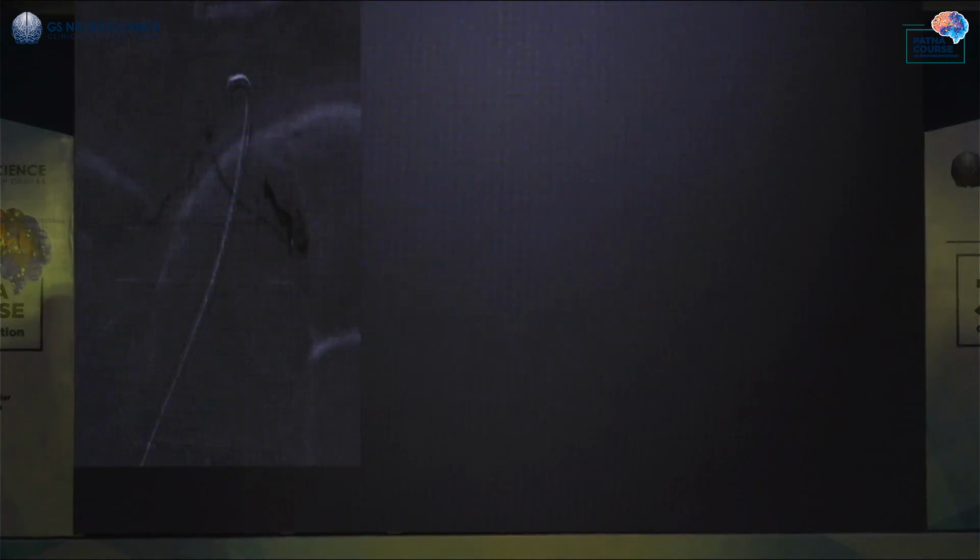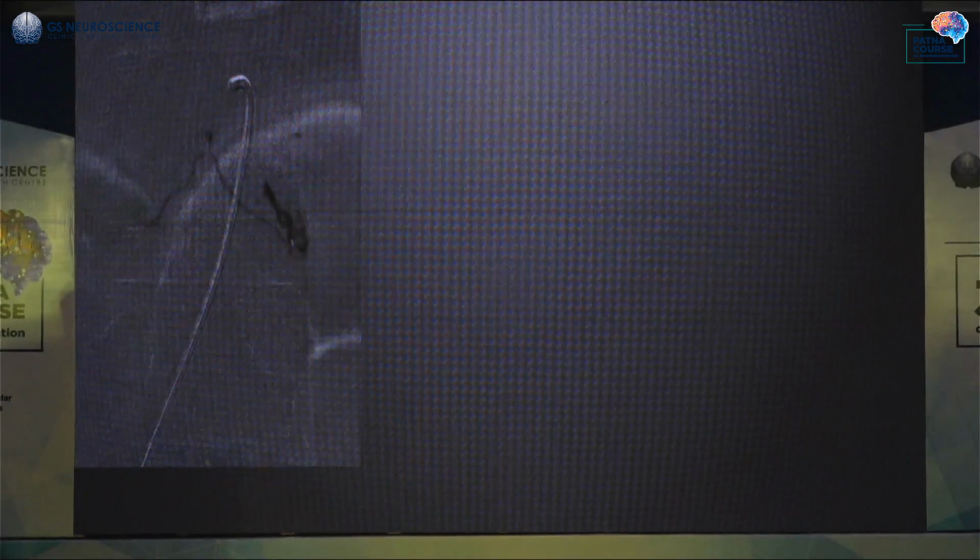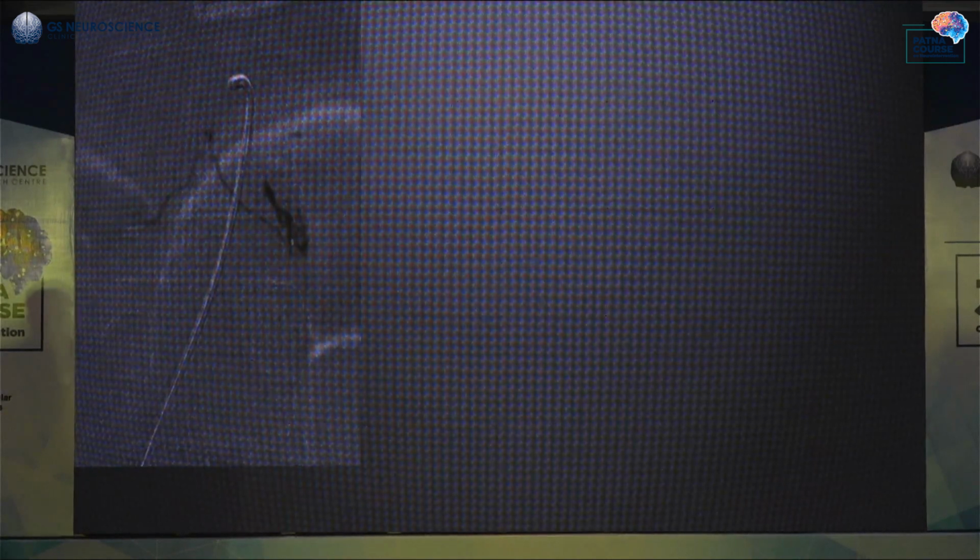So these are the patients when glue doesn't penetrate as you want, and then it starts refluxing and going into this dural connection network. If it fills like this, then you have to be cautious. You need to follow these patients very carefully.